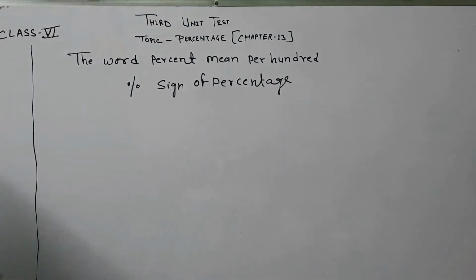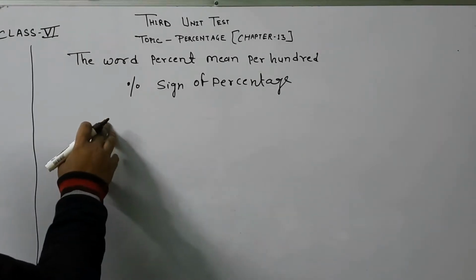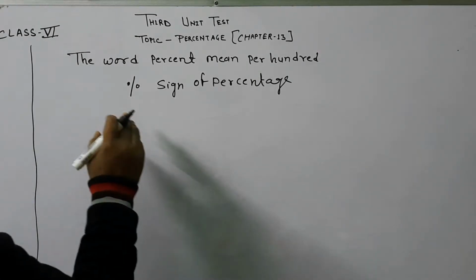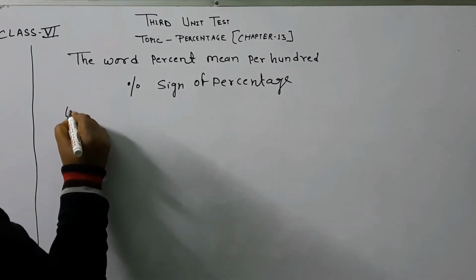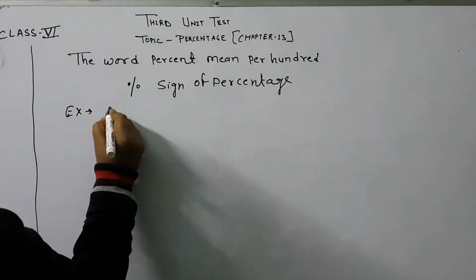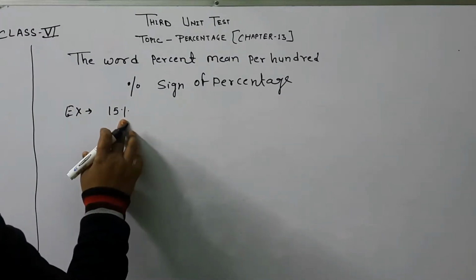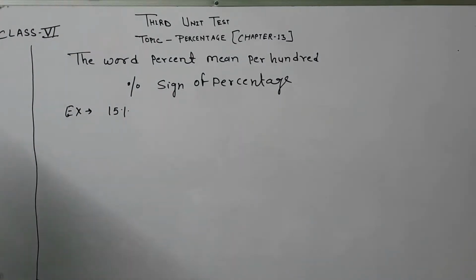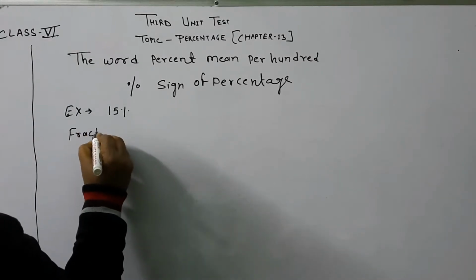So, students, see here, a percent is a fraction that always has 100 as a denominator. Percentage is a fraction that has 100 as a denominator. For example, suppose this one is 15%. This one is the symbol of percentage. Okay, 15%. So, how to write it as a fraction?